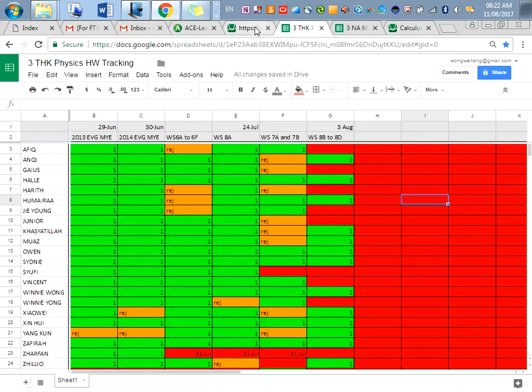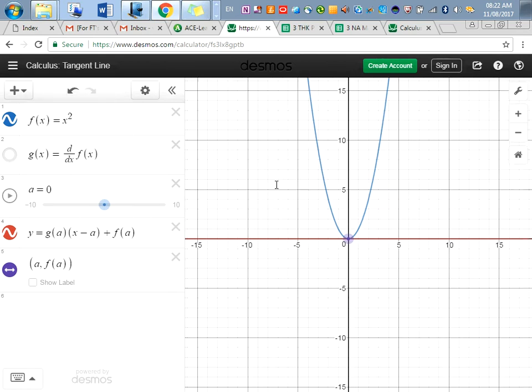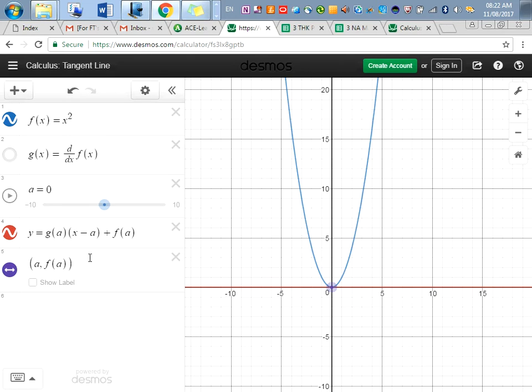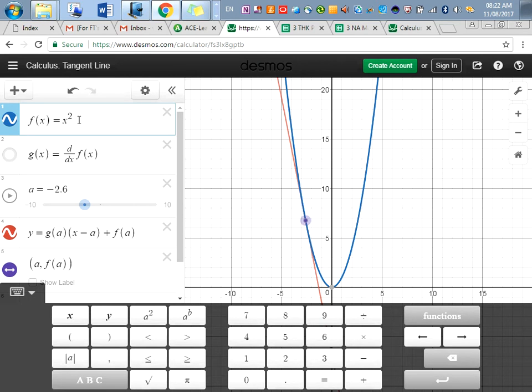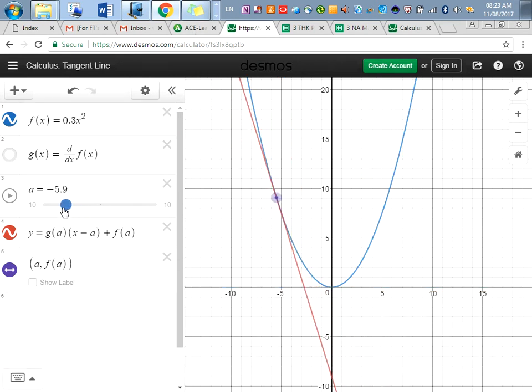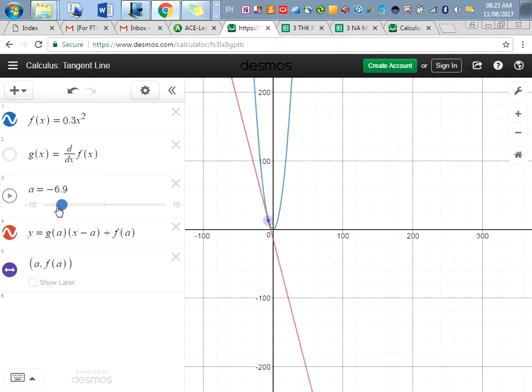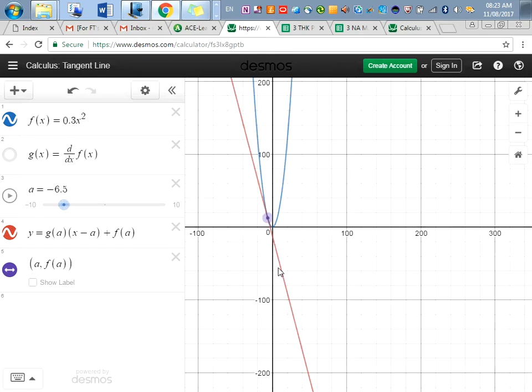Then I'll show you on Desmos what a tangent line looks like. You can ignore all these things. Ignore everything here. Just know that this is a curve and my red line is my tangent line. You see how it is changing? Okay, let me change the equation. Okay, so now let me zoom out. As my value of x changes, you see the tangent line changes as well.